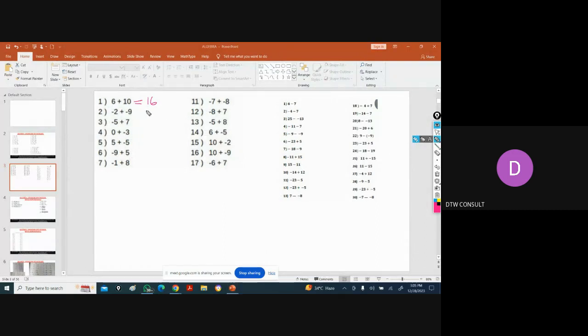Can you all see me writing? Can you see what I'm writing on the screen? Yes. Okay. So what is minus 2 plus negative 9? What is it? Minus 11. Good job. I'm sure you were in the last class. Great. Okay. I hope you know.